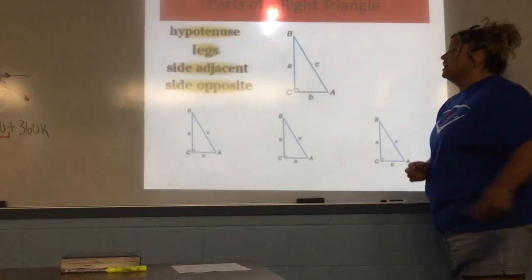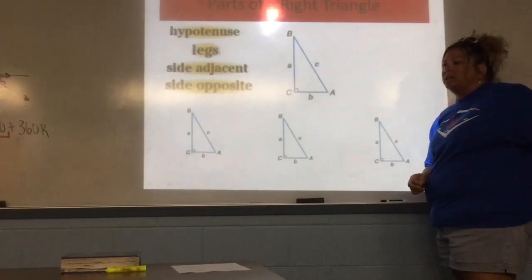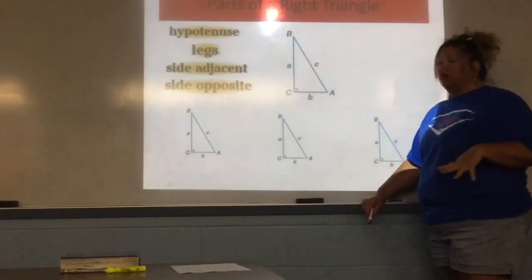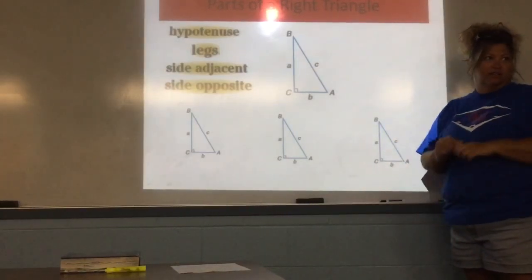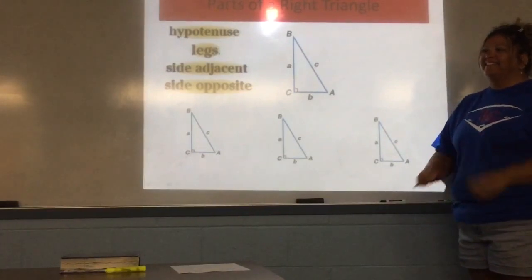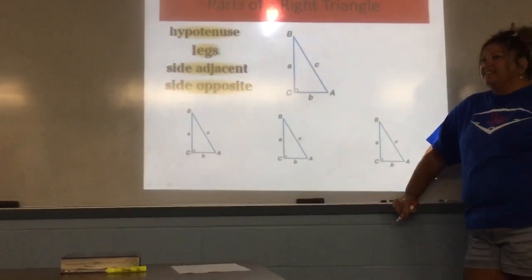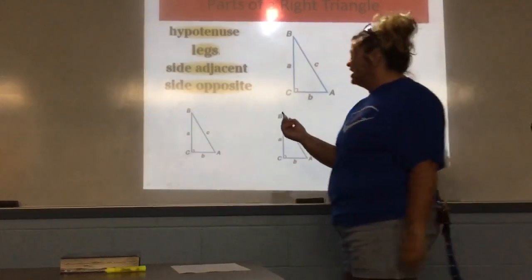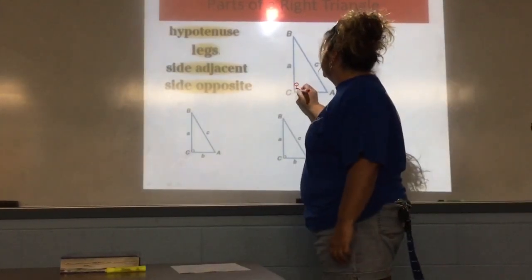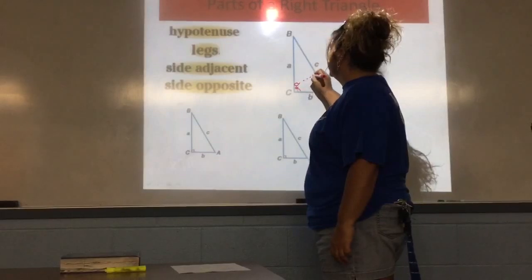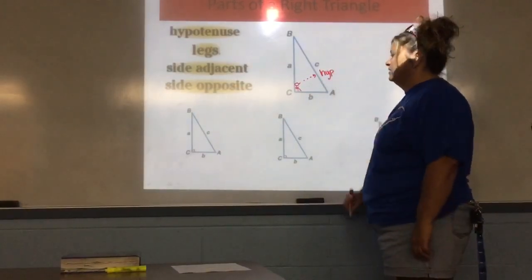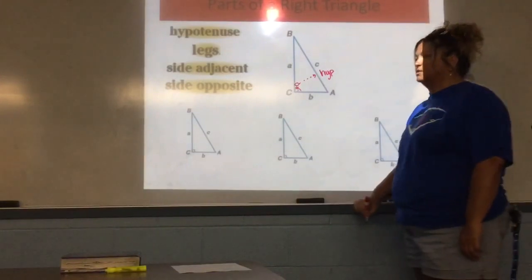All right. Okay, so first let's talk about how we name the sides of a triangle. The hypotenuse, which is always where? Across from the right angle.